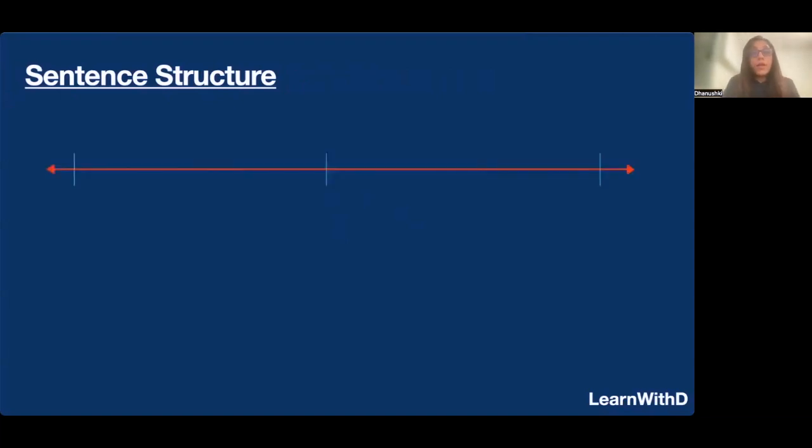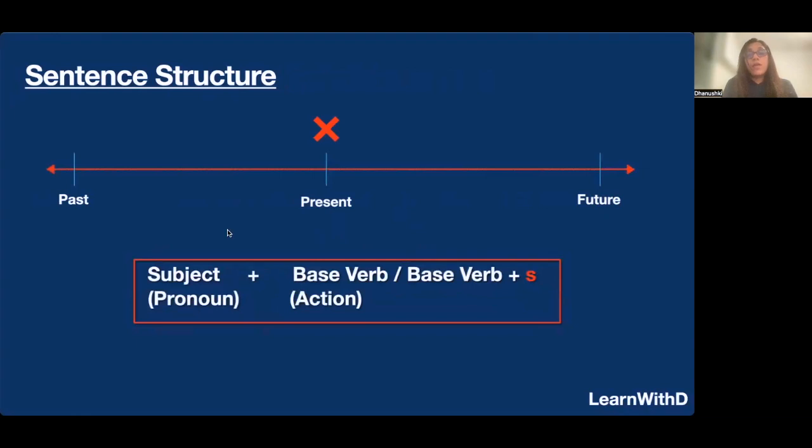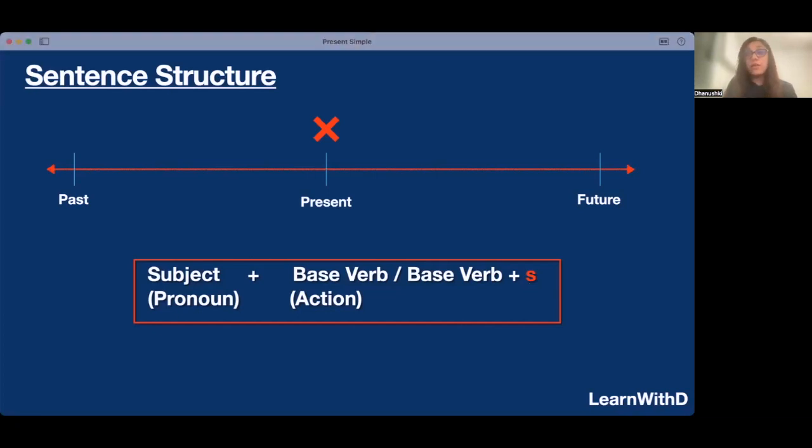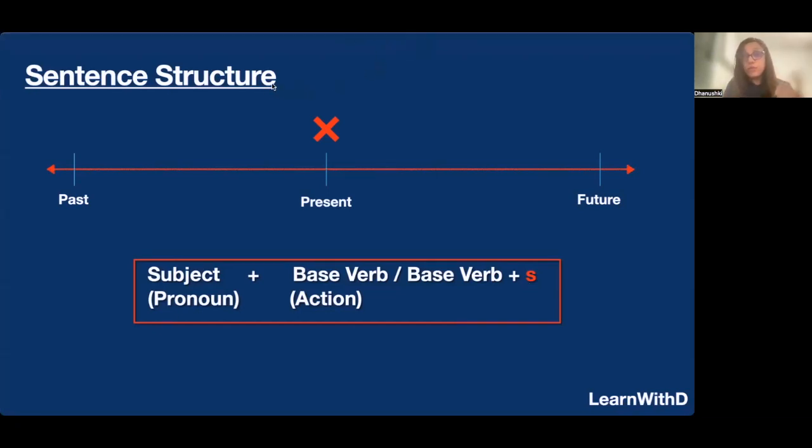So now let's look at the sentence structure. How do we write the present simple? This is what we call a timeline. We have the present, the future, and the past. The present simple falls here, right now, at the present. So we have the subject or the pronoun, and then we have the base verb, which is the action. And in some situations, we add an S at the end of the base verb, which I'm going to show you and explain further in the next slide.